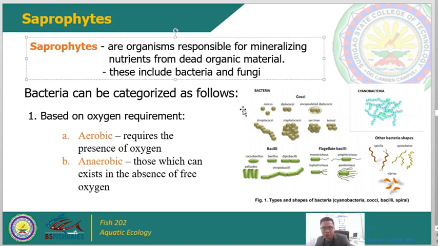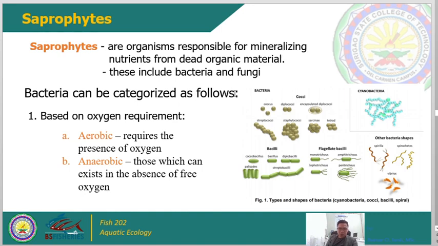And then here we have the saprophytes, no? Saprophytes are again organisms responsible for mineralizing nutrients from dead organic material. This includes bacteria and fungi, no? If you want to take a look at what the bacteria are and what the fungi are. So, bacteria are classified further into aerobic or anaerobic. We already discussed that earlier. Aerobic bacteria are the bacteria that decompose organic matter in the presence of oxygen. Anaerobic bacteria are bacteria that decompose organic materials in the absence of oxygen.